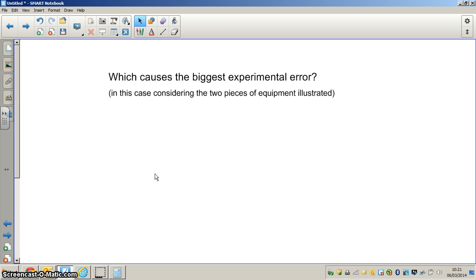So then the final question, often given: what causes the biggest experimental error in the particular experiment you're doing? And if we just consider the two pieces of equipment which I've illustrated in this how-to video, well, the answer is simple. In this hypothetical experiment using a measuring cylinder and a thermometer, the biggest percentage error will be caused by using the measuring cylinder. Now I hope that helps.